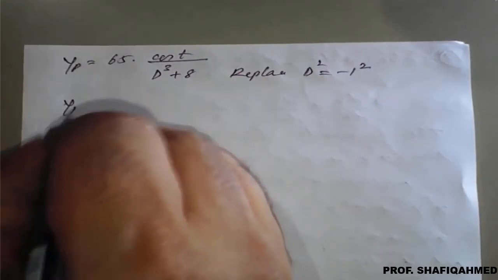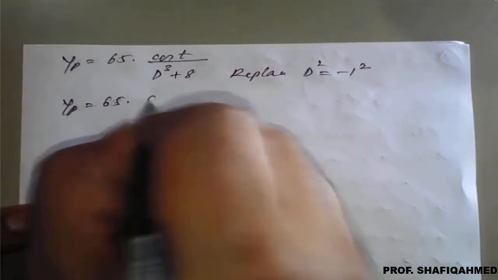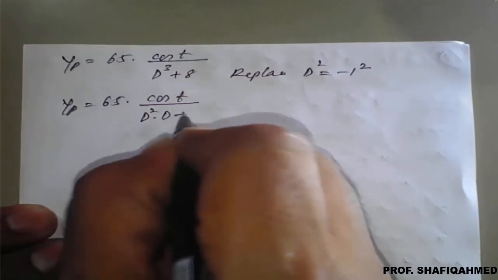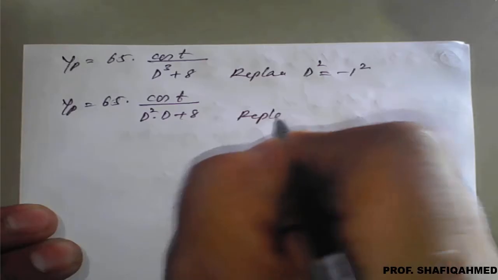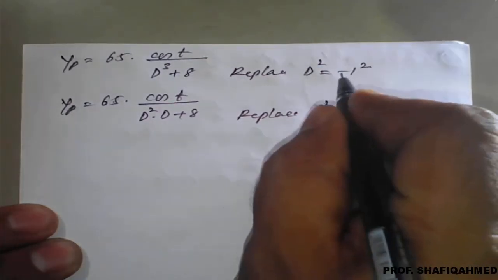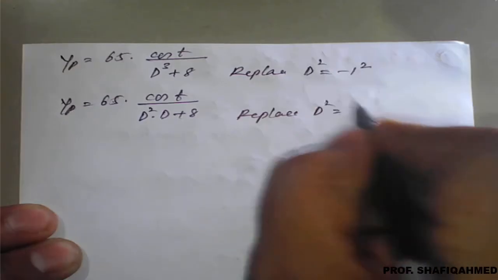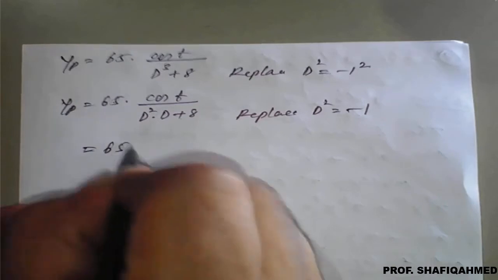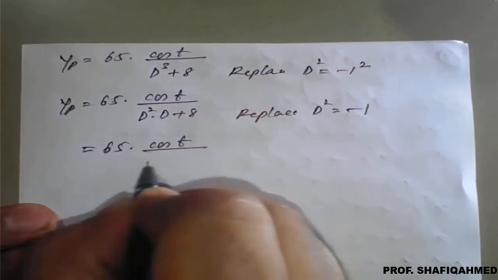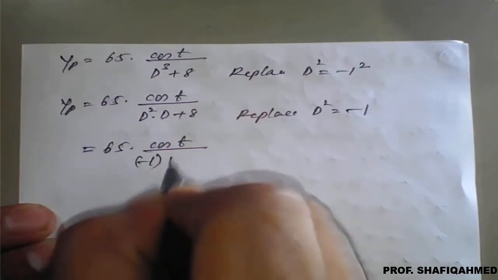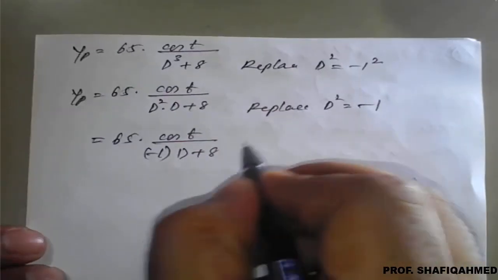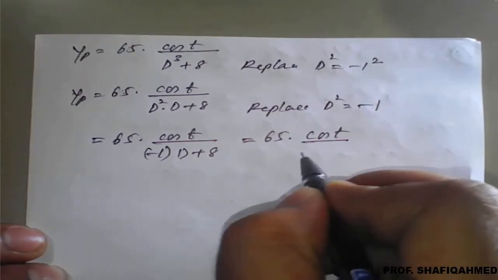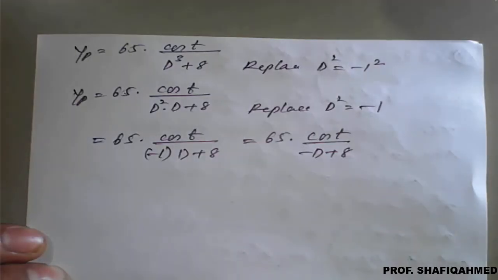So yp is equal to 65 cos of t. This D cube I will write as D square into D plus 8. I will repeat this step. Replace D square is equal to minus 1 square. Minus times 1 square will become what here? Minus 1. So we will replace now here. It will become 65 cos t divided by minus 1 into D plus 8, which can be rewritten as 65 times cos t divided by minus D plus 8.